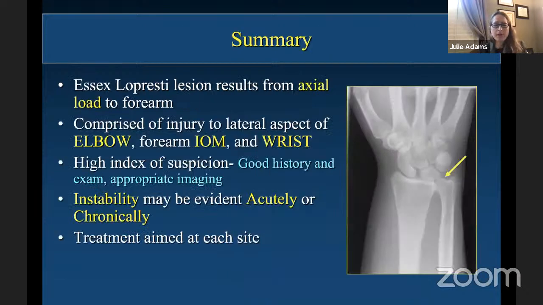So in summary, we know that Essex Lopresti lesions result from axial loads to the forearm. And these include injuries to the elbow, the interosseous membrane, and the wrist. You really have to have a high index of suspicion, going in very, very suspicious that the patient may not just have a radial head fracture, they may have something else, and really specifically examining them and obtaining appropriate imaging. Instability can present acutely, like the patient I showed, the bicyclist, or over time. So if simply excising the radial head, you're going to watch these patients. And treatment is aimed at each site.